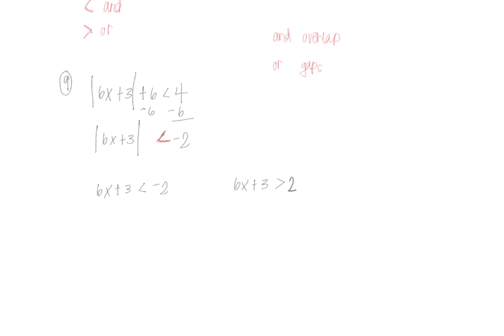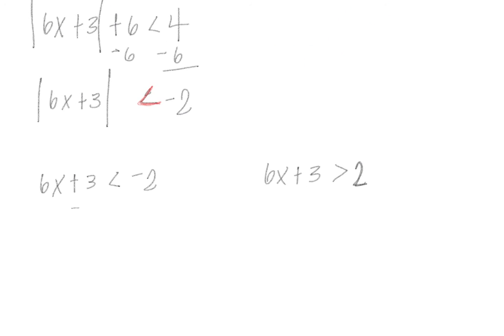So let's finish working these out. Subtract 3. Divide by 6. X is less than negative 5 over 6. Divide by 6.